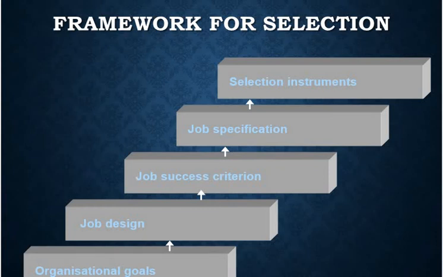Selecting the right person for the right job at the right place, with the best skill, best ability, best knowledge. The framework moves from down to up, as this pyramid indicates. Whatever the organization goal is, on the basis of that the job is designed. From job design, job success criteria are fixed, then the job is specified. Job specification is skill, ability, knowledge, qualification, education, whatever is required, and experience. Then come the selection instruments.